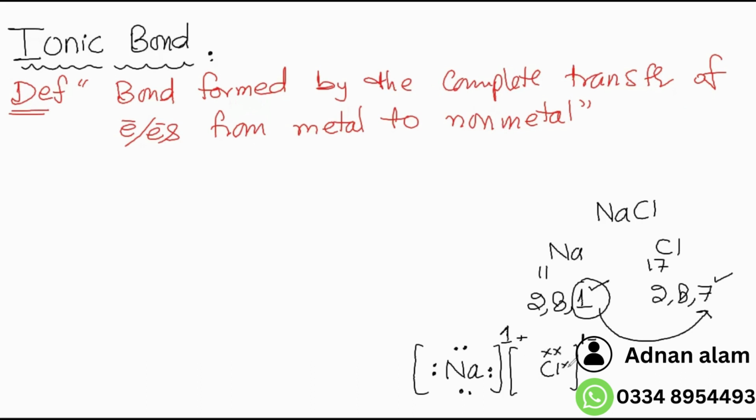So I'm taking the valence electrons into account. Chlorine has 7 valence electrons and one gained from sodium. So this is how we need to show the dot and cross diagram.